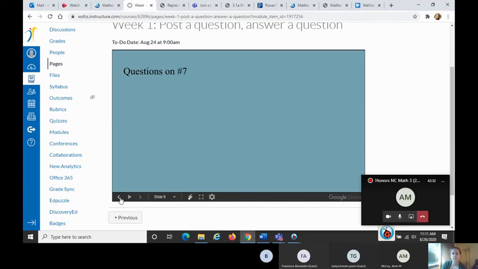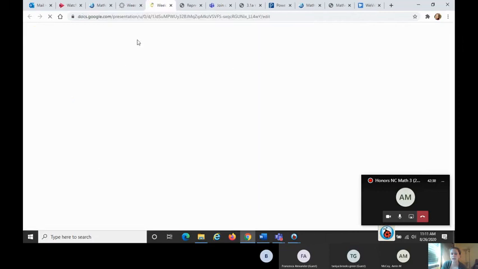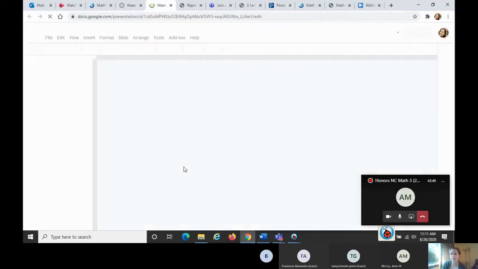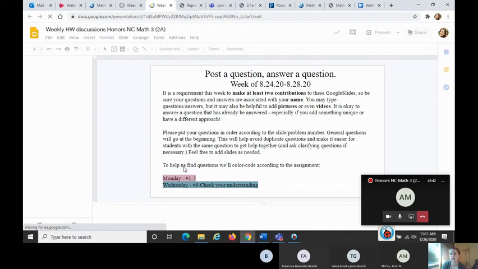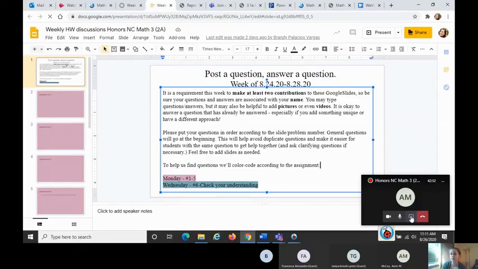So yeah, and then to edit it, you can click this little wheel here and click Open Editor, and it just flips to a new tab and it'll open the document. And all of you should be able to click on the slide and type in it or insert a comment, whatever you need. So does that help?